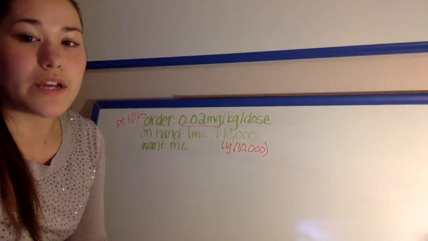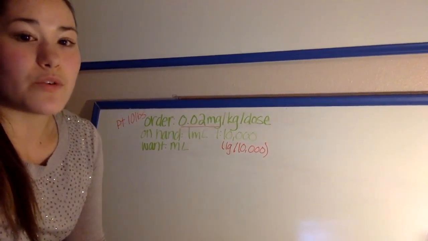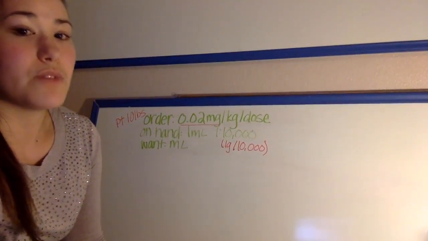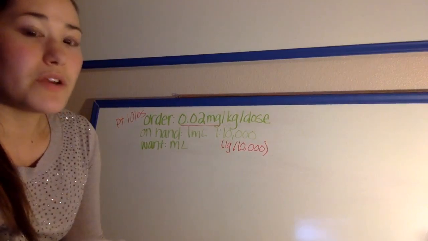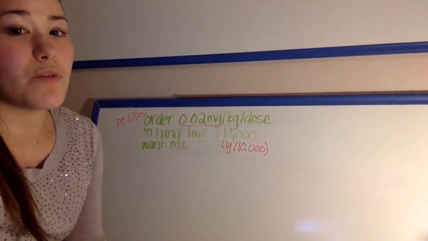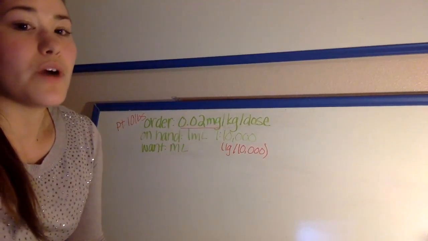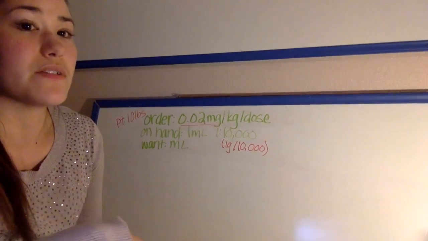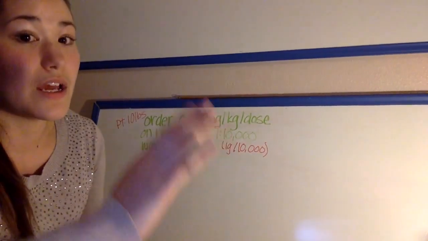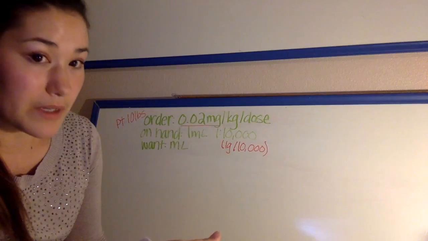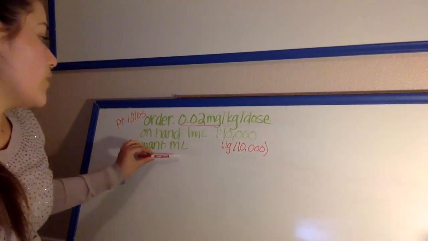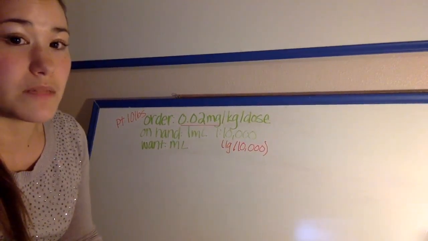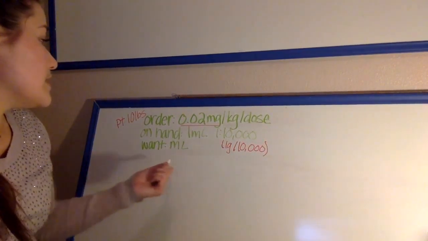So my first problem, I have it written up on the board. We have an order for drug X. The order is for 0.02 milligrams per kilogram per dose. What we currently have is 1 gram per 10,000 milliliters. Remember, when you see that ratio of 1 to 10,000, that means it's 1 gram per 10,000 milliliters. What we want out of this equation is how many milliliters we are going to give to this patient of this medication.